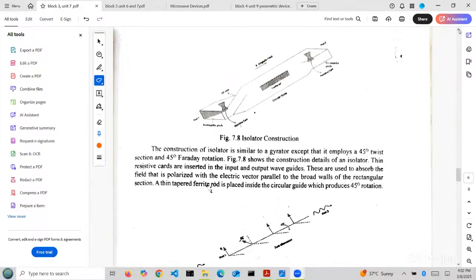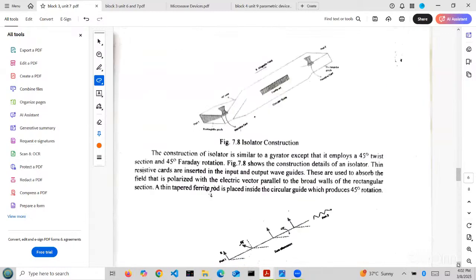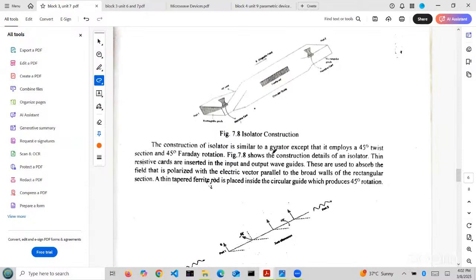We'll see the isolator description first. You saw the diagram? Now we will see the description. The construction of the isolator is similar to the gyrator. There it is producing 90 degrees phase shift. Here it is producing 45 degrees phase shift. 45 degrees twist section and 45 degrees Faraday rotation. So this magnetic material is producing 45 degrees. This twist is producing 45. Total is 90 degrees. There, 90 plus 90, 180 came for us. Here 45 plus 45 is 90.